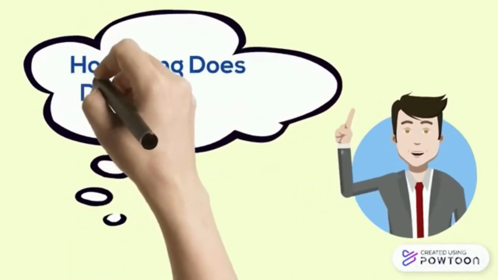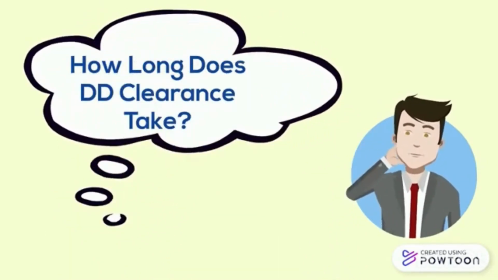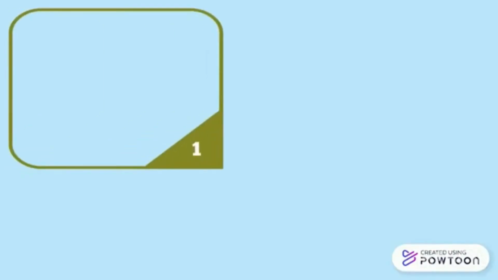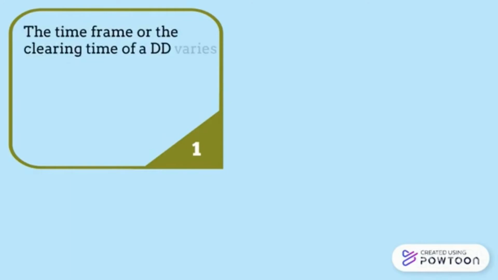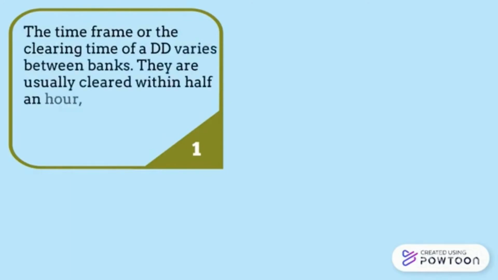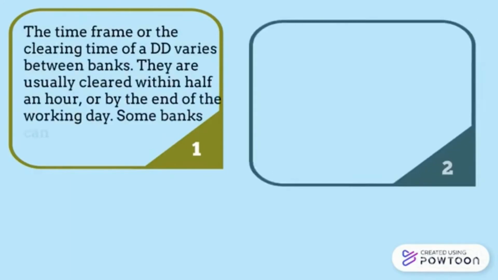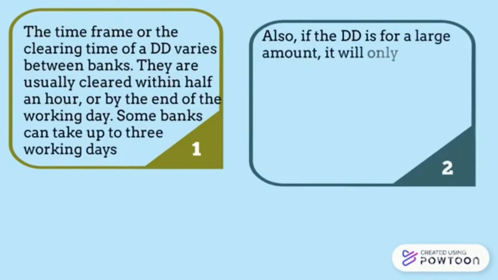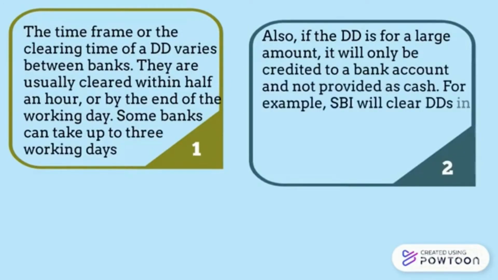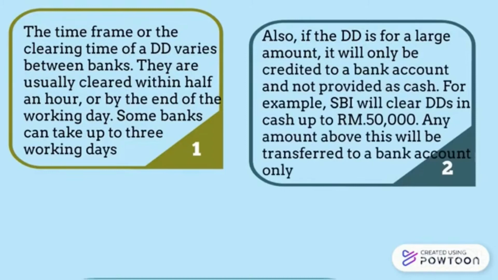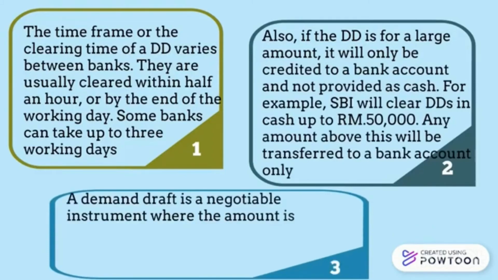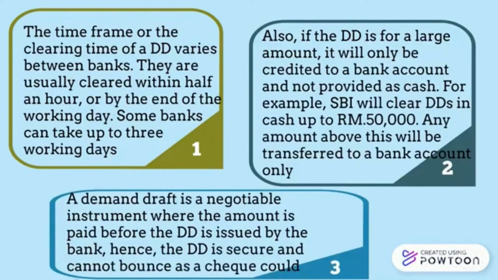How long does demand draft clearance take? The clearance time of a DD varies between banks. They are usually cleared within half an hour or by the end of the working day. Some banks can take up to three working days. Also, if the DD is for a large amount, it will only be credited to the bank account and not provided as cash.